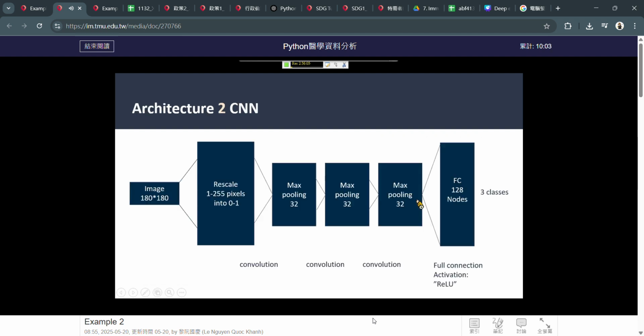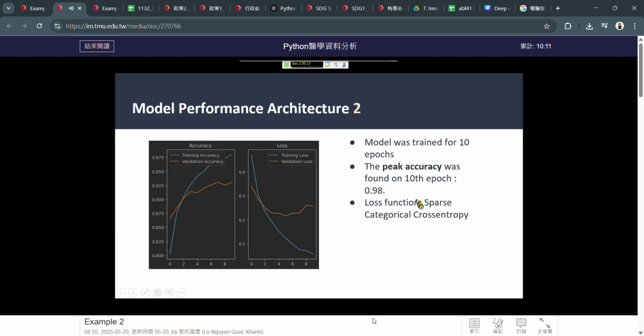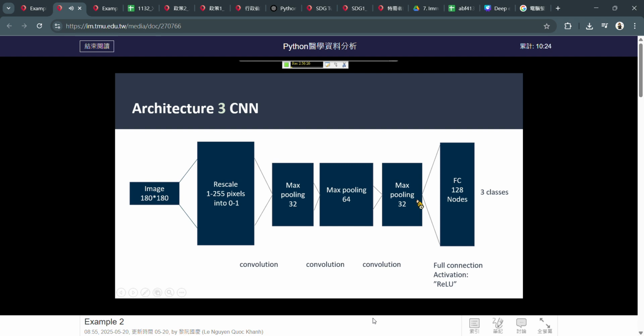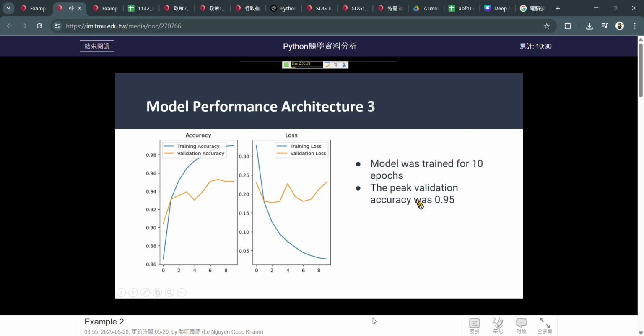Then we tried to play around with the architecture. We do 32, 32, 32. And it gives us pretty much the same result, 0.98 on 10th epoch. Actually, even 4 epochs is enough to reach more than 0.9 accuracy. The third architecture is 32, 64, 32. We still get the same result. Nothing much changes.